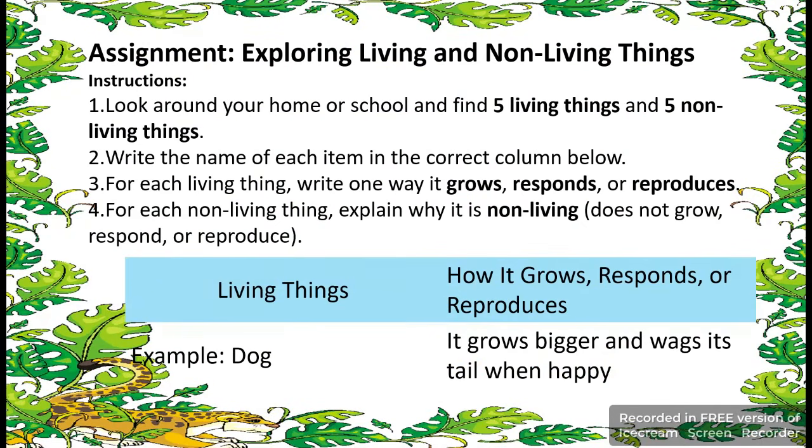For your assignment, exploring living and non-living things. Look around your home or school and find 5 living things and 5 non-living things. Write the name of each item in the correct column below. For each living thing, write one way it grows, responds, or reproduces. For each non-living thing, explain why it is non-living. It does not grow, respond, or reproduce. For example, a dog. It grows bigger and wags its tail when it's happy.